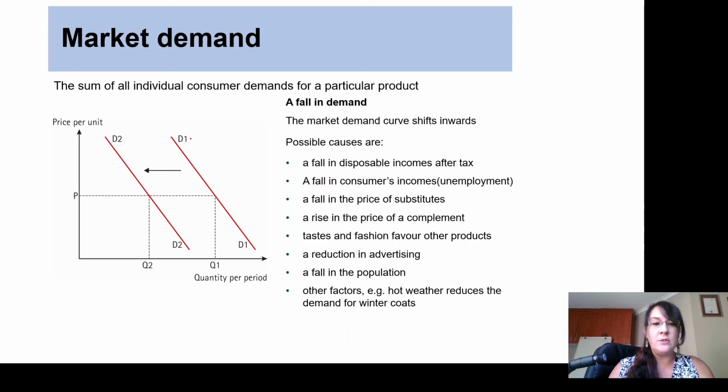Then a fall in consumer income, already explained, and a fall in the price of substitutes. I showed you the butter and margarine situation, and then a rise in the price of a complement. I showed you that situation with the ink and the printers as well. And then taste and fashion favor other products. So you're not in luck, people are going the other way, and fashion has changed and you didn't change along with that. Then a reduction in advertising.